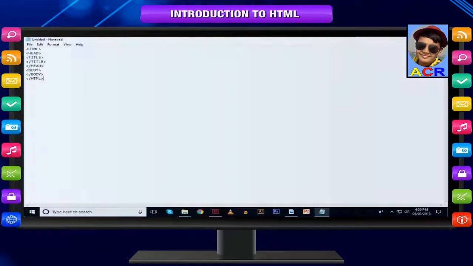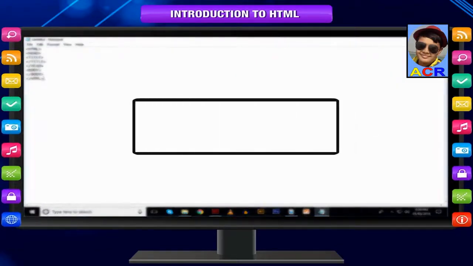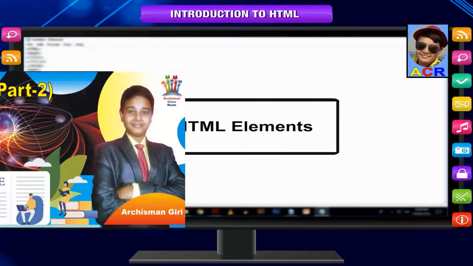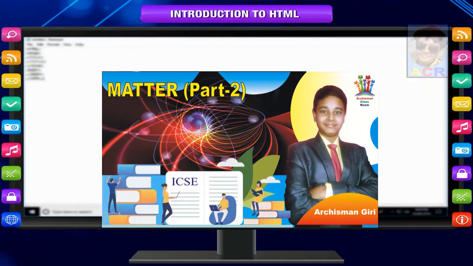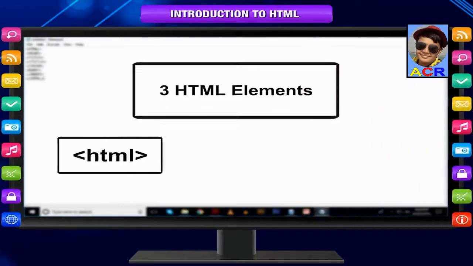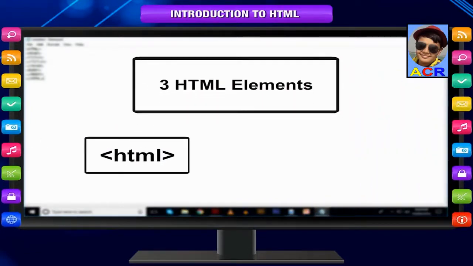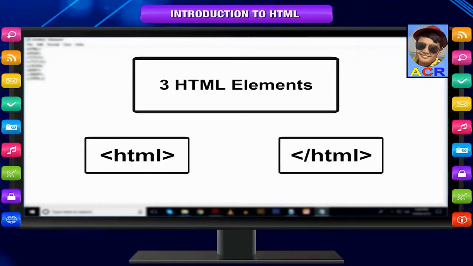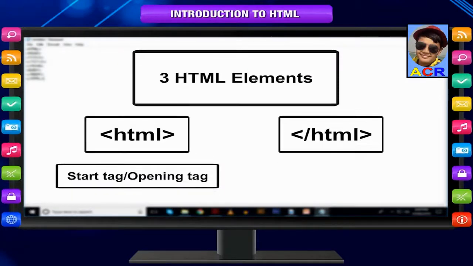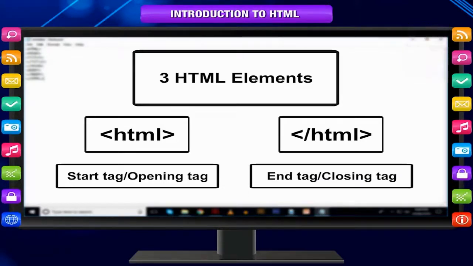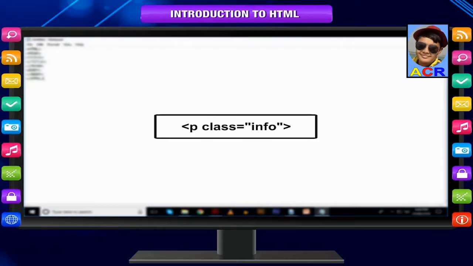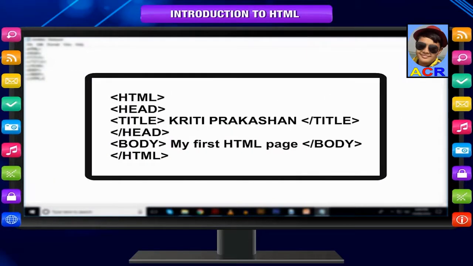HTML elements. All HTML documents are made up of HTML elements that have three components. A pair of tags enclosed in angle brackets, like <HTML> and </HTML>. The first tag is called the start tag or the opening tag, and the second tag is called the end tag or the closing tag. Some attributes within the start tag, and any textual and graphical content between the start and end tags. It can also include other nested elements.